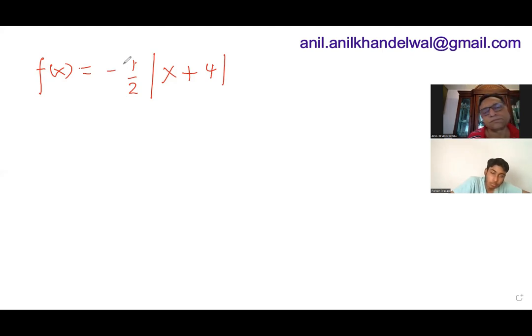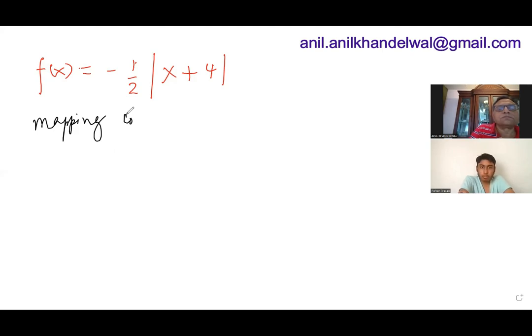How will this function look like? And can you tell me, using a mapping diagram, how we can sketch this particular function? By looking at the equation, f of x is equal to negative half absolute value of x plus 4, we would first say that in transformations it's reflected on the x-axis, vertically compressed by a factor of half, and horizontally translated 4 units to the left.